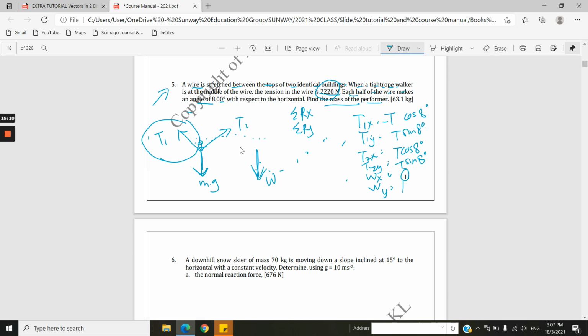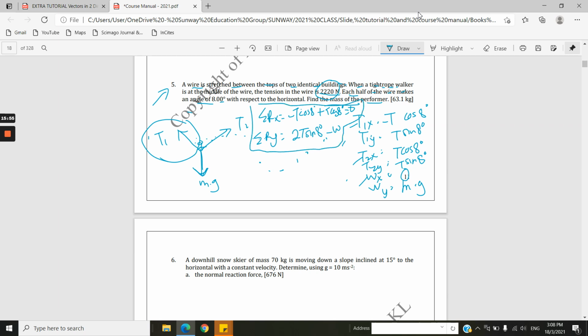Okay, can write mg. So now can you add your x and x together, y and y together? At the end you get your sum of Fx equal to this plus this plus this. At the end you get minus T cos 8 degrees plus T cos 8 degrees. At the end you get 0. Okay, how about your y? You get 2T sine 8 degrees minus W. Okay, so now what to do with this resultant force?